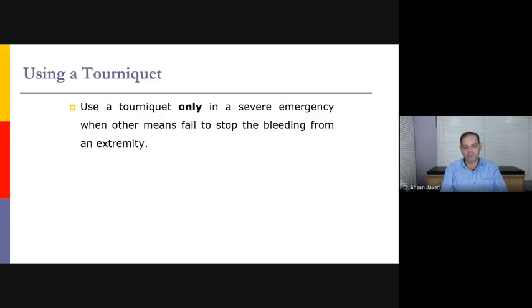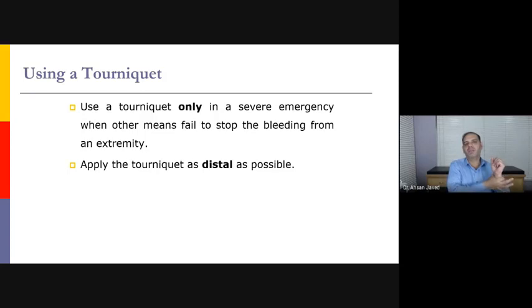Use a tourniquet only in a severe emergency condition, when the other means of stopping the bleeding are ineffective, and apply the tourniquet as distal as possible. If the person is bleeding from the hand, you have to apply the tourniquet as close to the hand as possible, because if you apply the tourniquet near the shoulder, you are endangering the health of the whole arm.